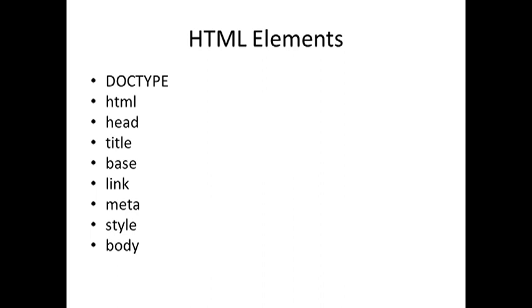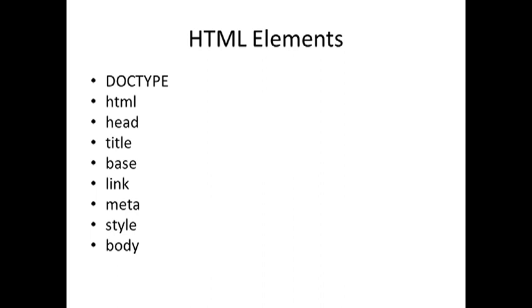Base, which defines the URL base in an HTML file, link, using which other documents can be linked with an HTML file, such as a style sheet, a CSS file. Meta is another HTML element which can be used to define certain metadata elements. For instance, you may define the keywords to identify the content of a particular HTML document using the meta tag.